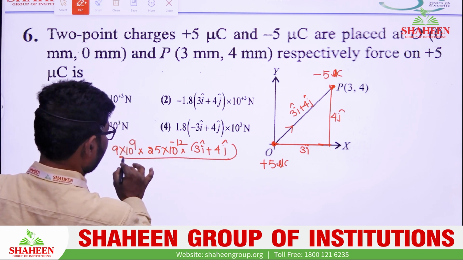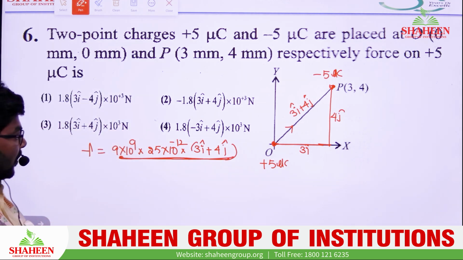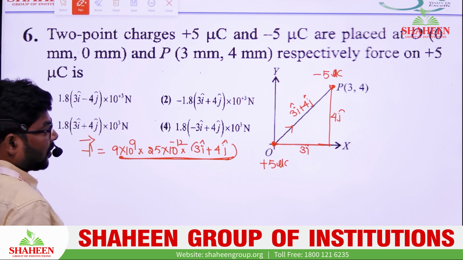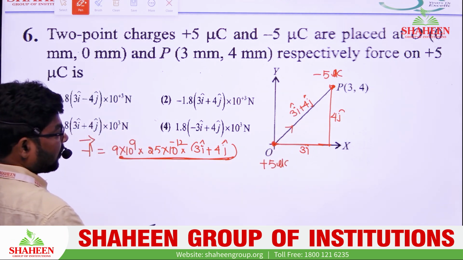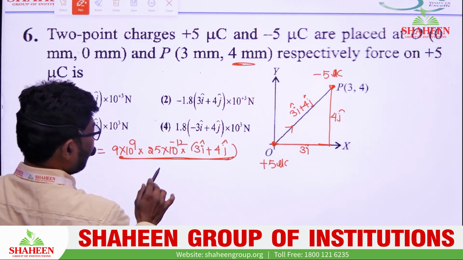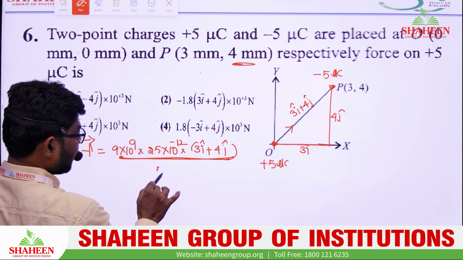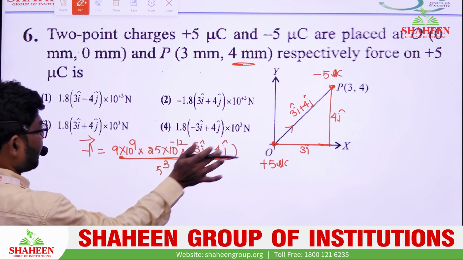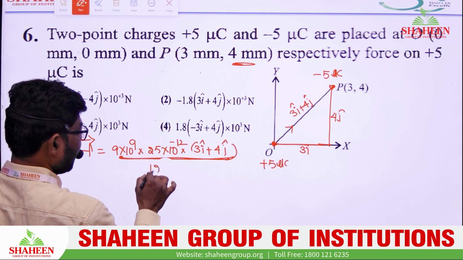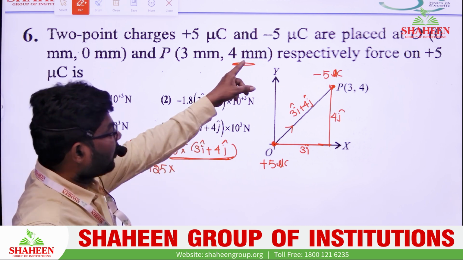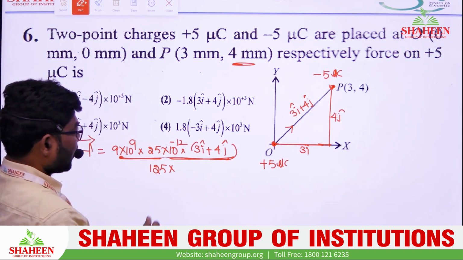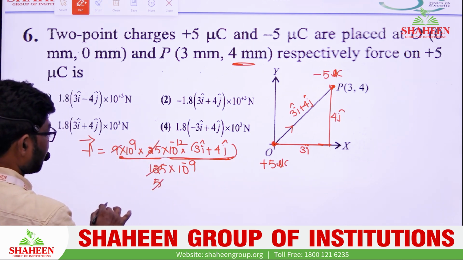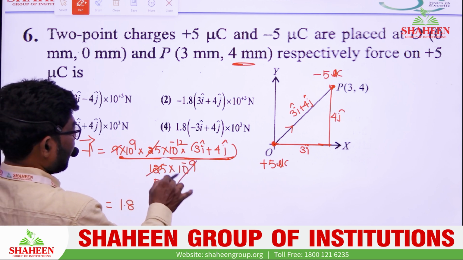When we take r bar, we have to go for r cube at the bottom. If it is r cap it means r square, but I am talking in vector notation, so it is r cube. r is 5, so 5 cube is 125. The distance is in millimeter, so 125 multiplied by 1 millimeter, that is 10 power minus 3 whole cube, 10 power minus 9. 25 divided by 125 is 1 by 5, and with 9 into 10 power 9, 10 power 9 cancels.